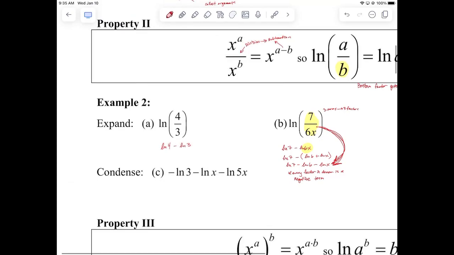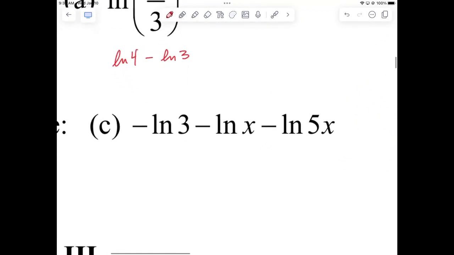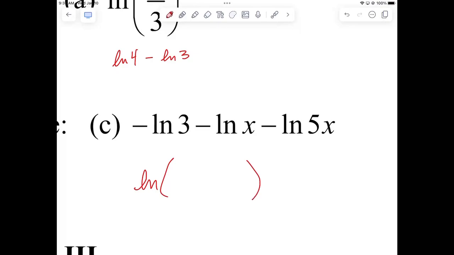Okay? All right, let's try condensing. I have negative, negative, negative. There's 3 negative terms. So I'm going to pull a natural log out. I'm going to put parentheses because I'm collecting things. All negative terms have their arguments come from where? The top or the bottom? The bottom. So there's a 3, there's an x, and there's a 5x there. What do I do with those in the bottom? Do I subtract them, add them, or multiply them? I multiply them in the bottom. Very good.